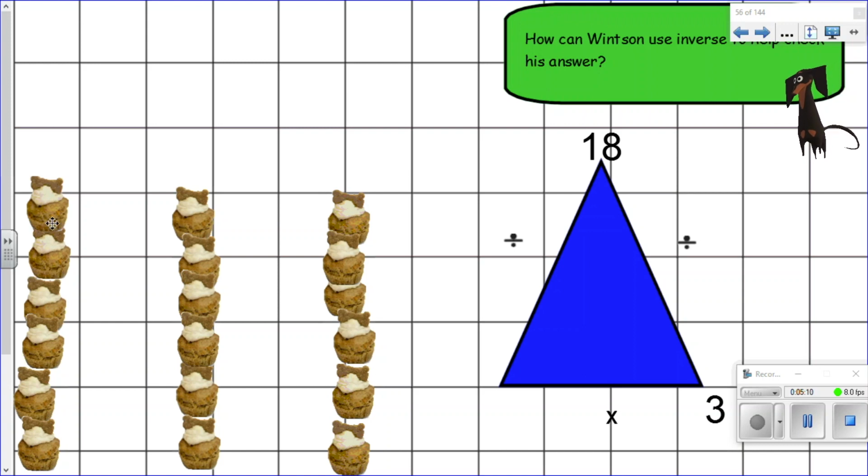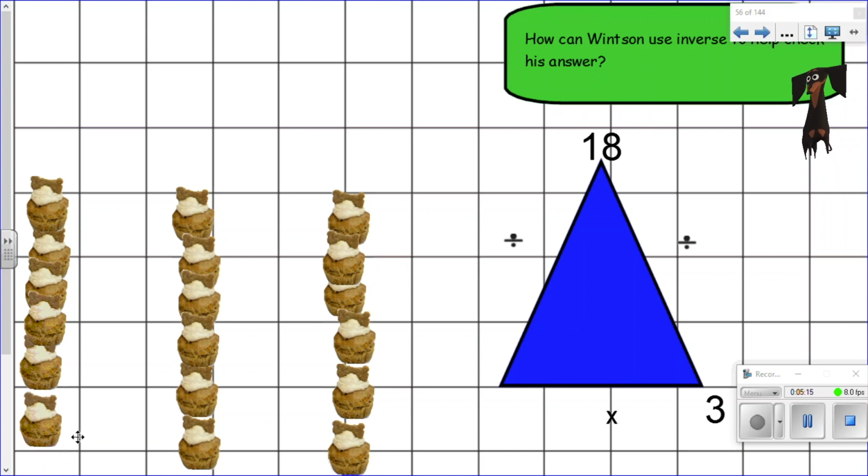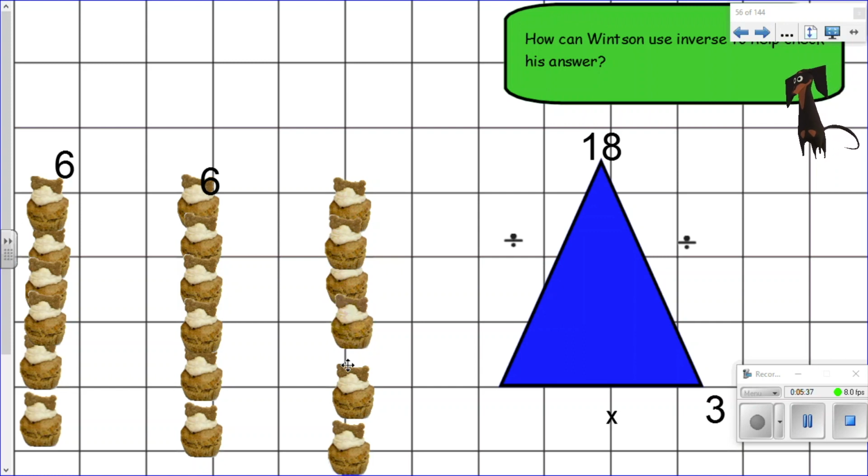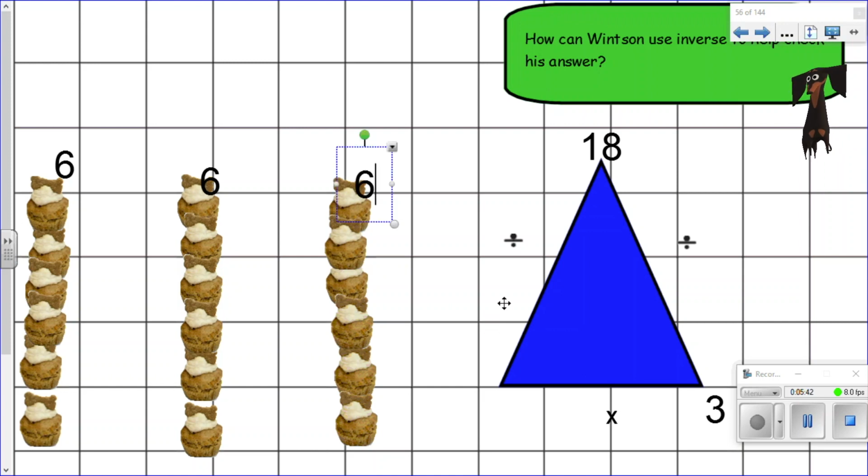Now let's count how many is in this group. 1, 2, 3, 4, 5, 6. So this has 6. Let's count this group. 1, 2, 3, 4, 5, 6. This group has 6. Let's count this group. 1, 2, 3, 4, 5, 6. And this group has 6. So 18 divided by 3 equals 6.